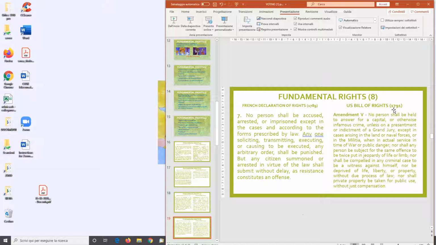Now, I'd like to point out this first fundamental distinction, and we shall analyze this further on when we look at the module on criminal law and procedure. While in the French Declaration of the Rights of Man and of the Citizen, protection of individual liberty is entrusted to Parliament, no one shall be accused, arrested, imprisoned, except in the cases and according to the forms prescribed by law, and therefore the principle of strict legality.